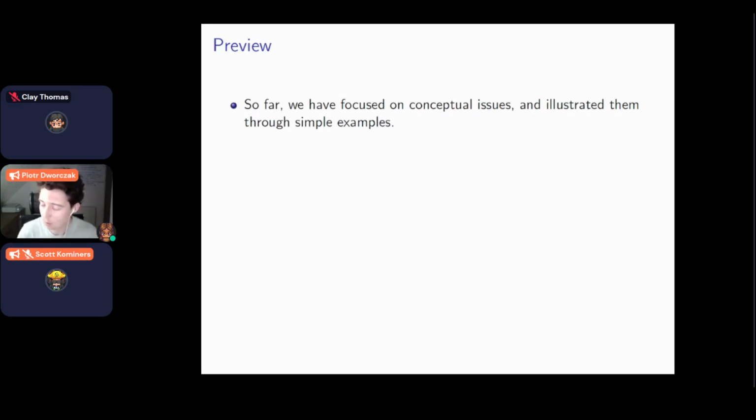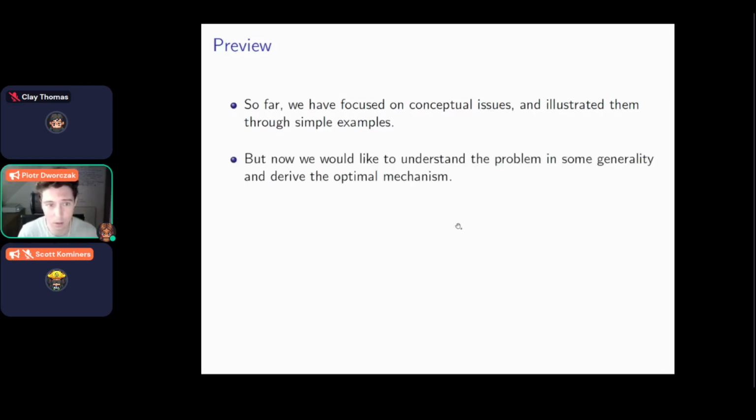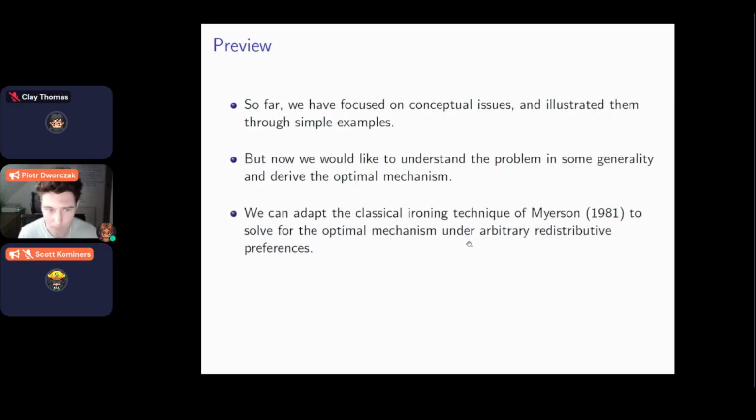Okay. But now we would like to understand this problem a little bit more generally, without imposing any structure on the types of mechanisms we can use, but in some generality where we can just derive the optimal mechanism overall to just maximize this redistributive objective function. And basically what I'm going to argue in this part of the tutorial is that we can adapt very well-known tools that I think most of you should be familiar with, basically the ironing technique of Myerson 81, to solve for the optimal mechanism when the designer has these redistributive preferences.